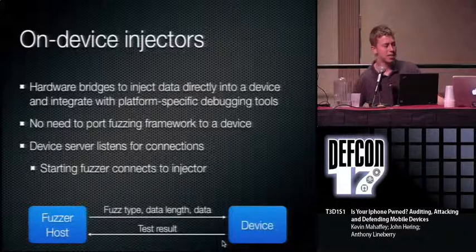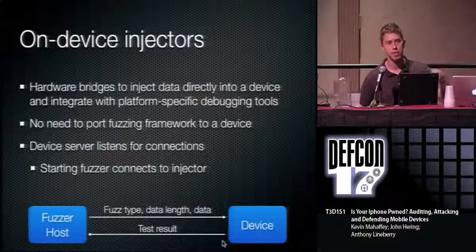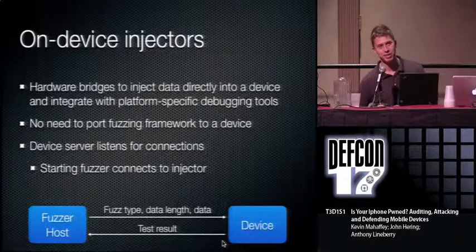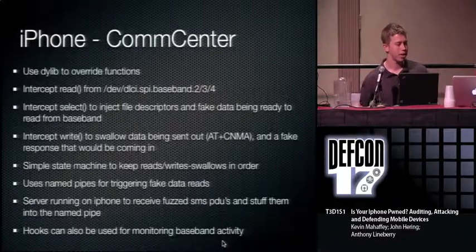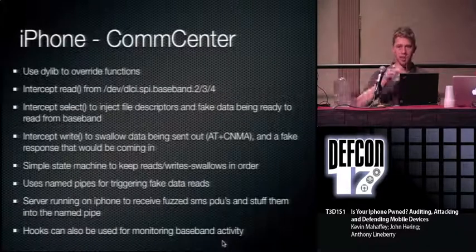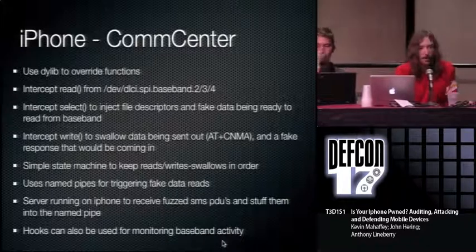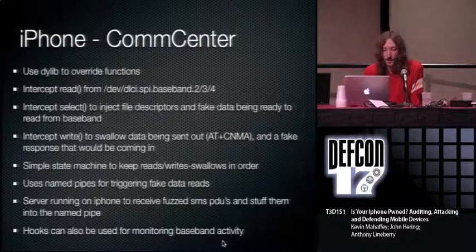So what happens is the fuzzing host says, here's a type of data, for example, an SMS or an image or audio, so the injector knows what to do with it. Here's the length, and let's assume you're not going to play with that, and the data that you're going to fuzz. The injector that runs on the physical device takes that, runs it, and will return a result. One of the injectors we wrote for the iPhone was for when we wanted to fuzz SMS PDUs.